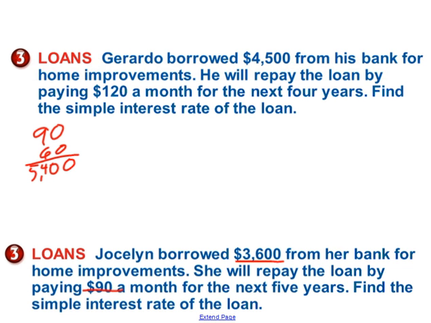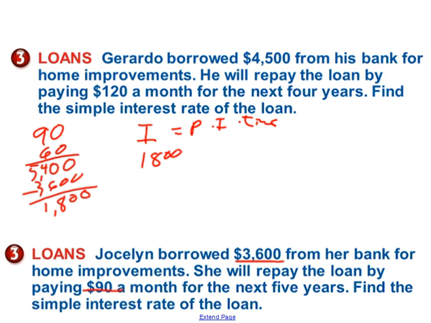The principal, we're looking for the interest rate. So interest is equal to the principal times the interest rate times the time. So in this case, she paid back $5,400. She had borrowed $3,600. So she paid back interest of $1,800. The principal was $3,600. The interest rate is our unknown, and the time was 5 years.